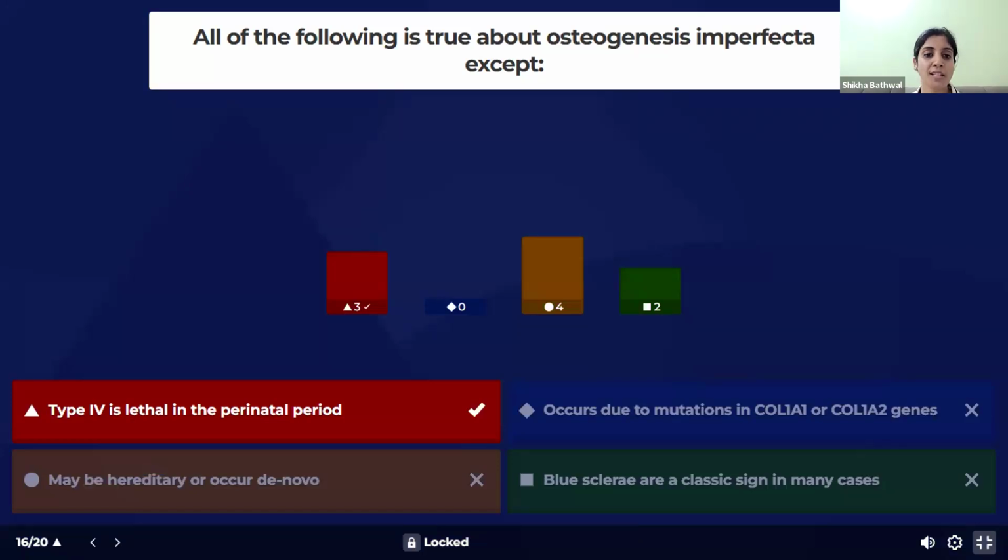So yes, option A is correct because this is not true. Type 2 is the lethal one and other options are all correct. It is due to suboptimal type 1 collagen production because of mutations in these genes called A1 and A2. It may be hereditary or de novo, and blue sclera is a classic sign. It is seen in most of the cases. So only 3 have got it correct.